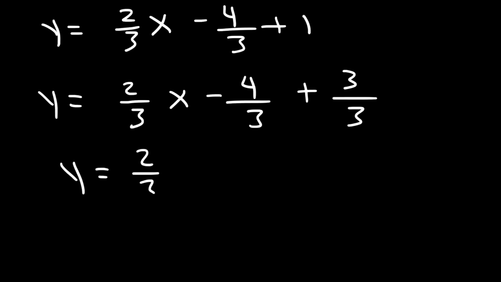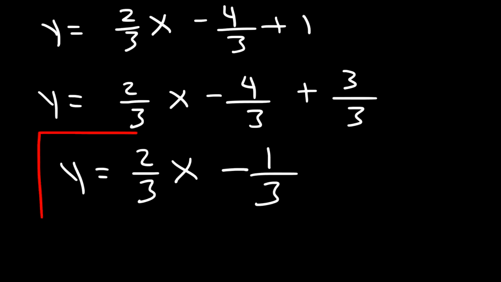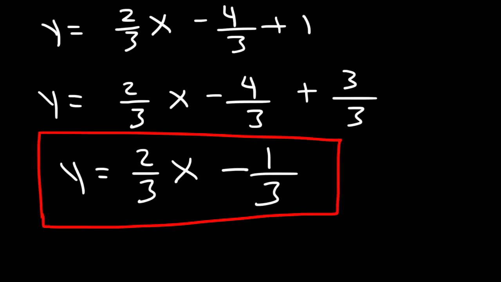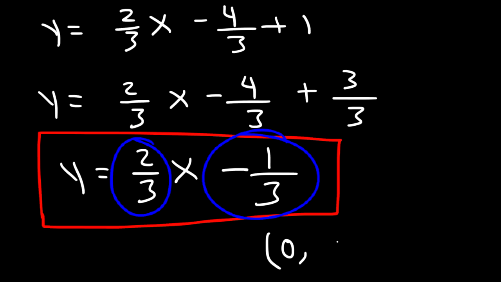So the answer is going to be 2/3x minus 1/3. And so this is the equation of the line that's perpendicular to the first line. It has a slope of 2/3 and a y-intercept of -1/3. You can also represent the y-intercept as a coordinate point. You can say it's (0, -1/3). And so that's it for that problem.